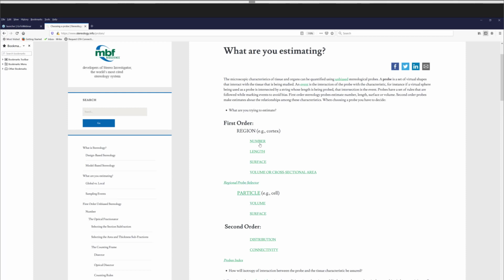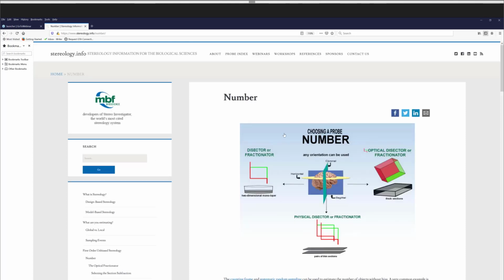First order is broken down into region or particles. So if you know you want to estimate the number in a region, you click here. It tells you all about estimating by number. It shows that there's a probe called the optical fractionator that can be used in thick sections. But if you have thin sections, you can use the physical fractionator. You need pairs of thin sections. Or if you're in a two-dimensional situation like a blood smear or a petri dish, you can use the fractionator probe.